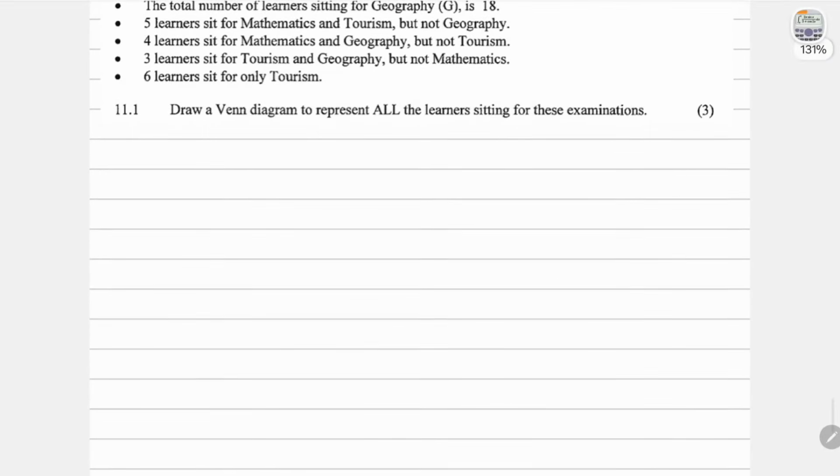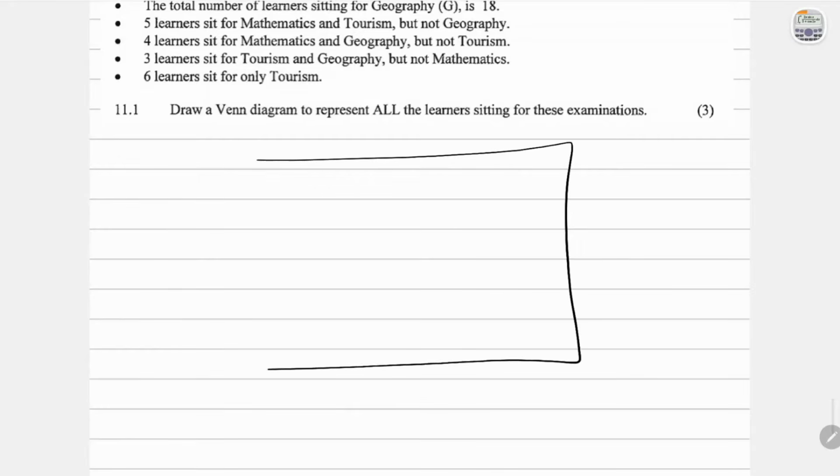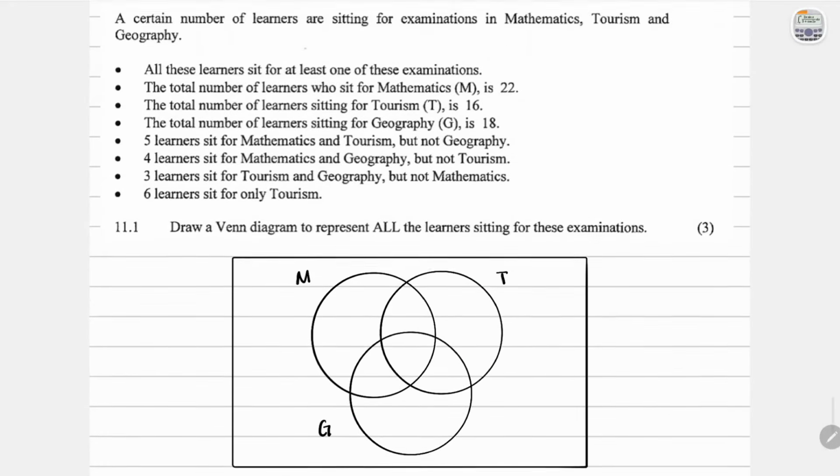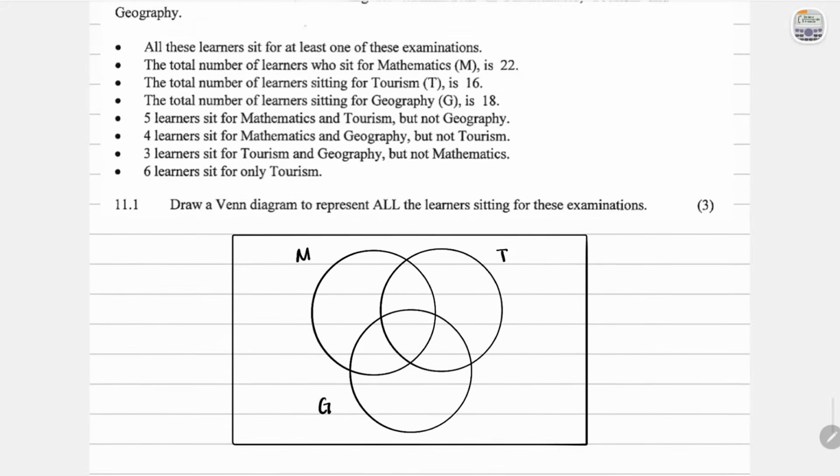And so you can see from here where they say 5 learners sit for mathematics and tourism but not geography, then mathematics and geography but not tourism, and tourism and geography but not mathematics. You can see that all of them intersect. So we will have a Venn diagram and we'll have 3 circles that intersect. Okay, so we have 3 intersecting circles: mathematics, geography, and tourism.